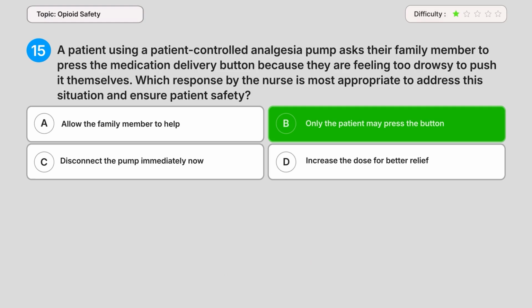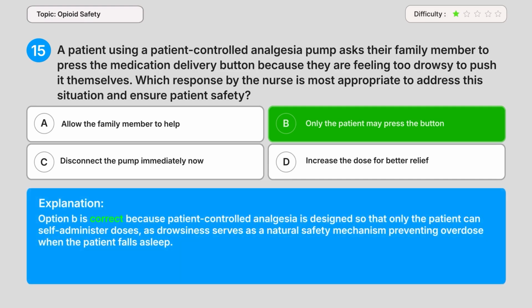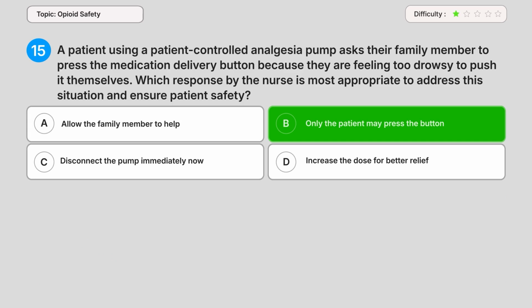Correct answer, B. Only the patient may press the button. Explanation. Option B is correct because patient-controlled analgesia is designed so that only the patient can self-administer doses, as drowsiness serves as a natural safety mechanism, preventing overdose when the patient falls asleep.